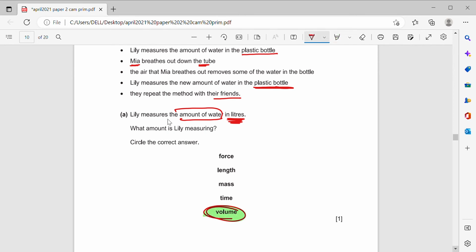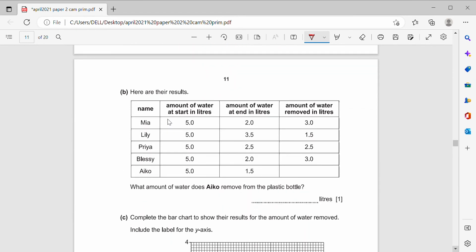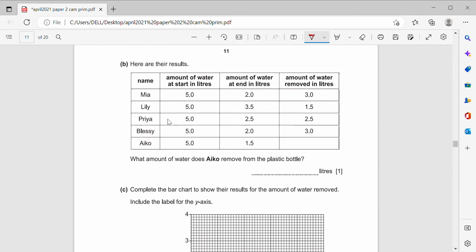Next question. Here are their results. Mia, Lily, Priya, Blessy, Aiko. What amount of water does Aiko remove from the plastic bottle? نشوف Aiko فين. Aiko هنا. عنده amount of water at start هنا in liters, amount of water at end in liters, amount of water removed in liters.